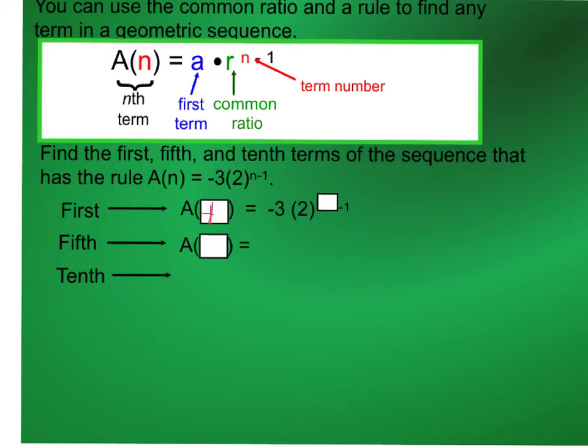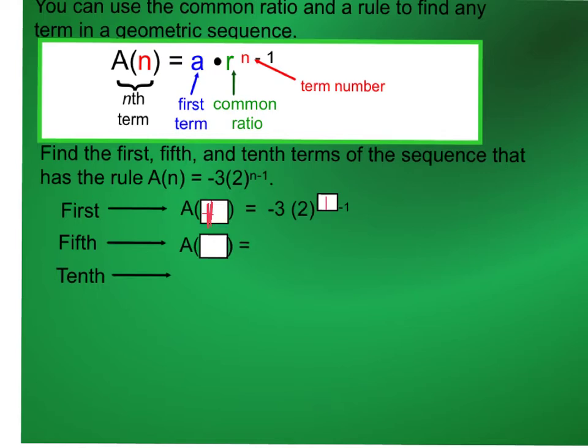So A1, our first term, is going to be negative 3 multiplied to 2 to the first power. And now watch what happens when we do this. 1 minus 1 is 0, and if you remember, 2 to the 0 power is really 1. And so what do I get if I do 1 multiplied to negative 3? My first term is negative 3, and that makes sense.